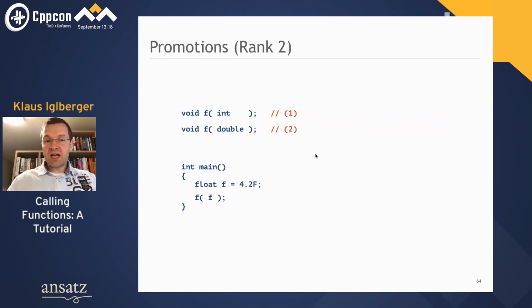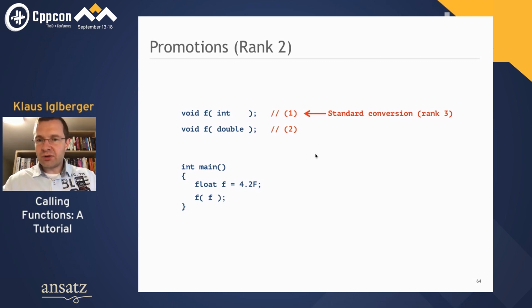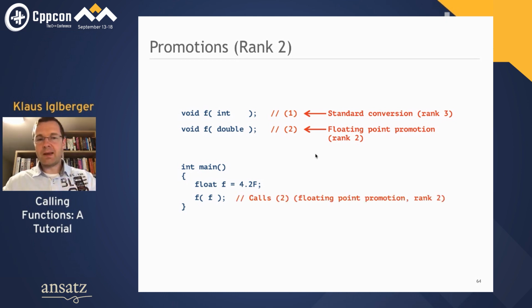If instead I would have a float, also typos, it shouldn't be called f, but then in this case, I would actually prefer the second function. The first would be a standard conversion, rank 3. The second would be a promotion now. Float to double is a promotion. So this calls function 2 in this example.